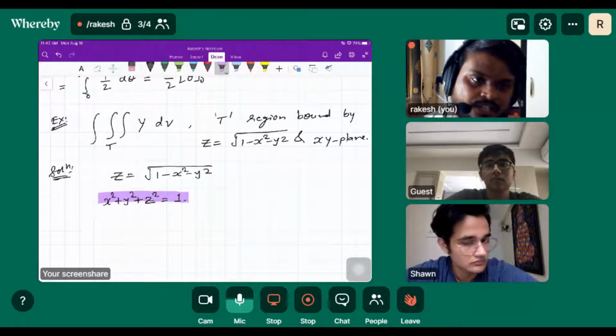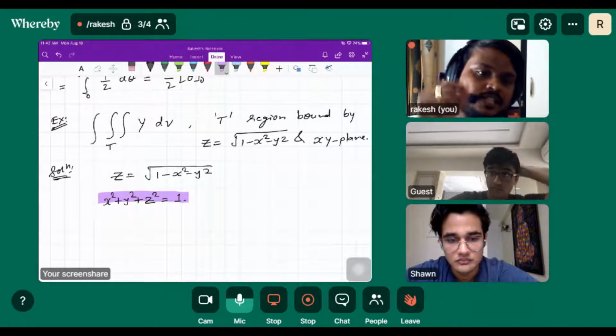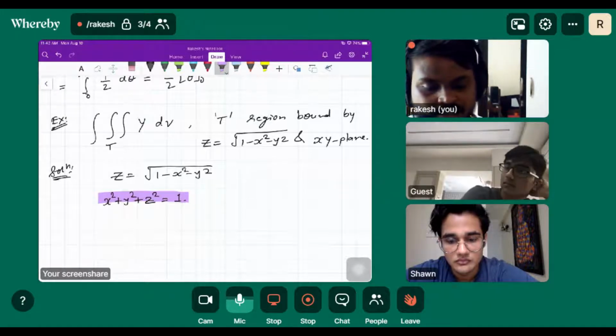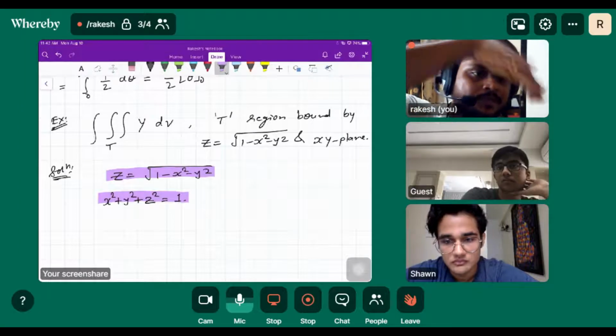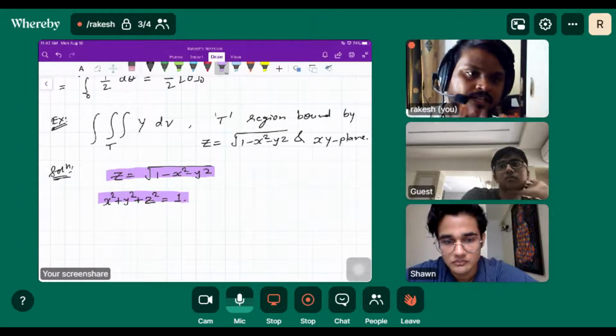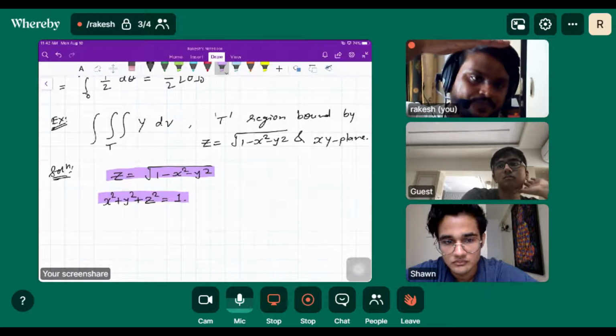But the original equation is z is equal to root 1 minus x square minus y square, means this is positive, right? Positive z value. So we are just taking the hemisphere, not the whole sphere. Are you getting that? The part which is above xy plane.